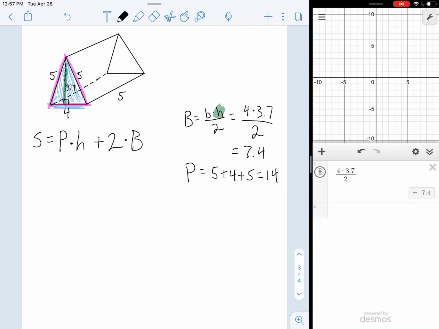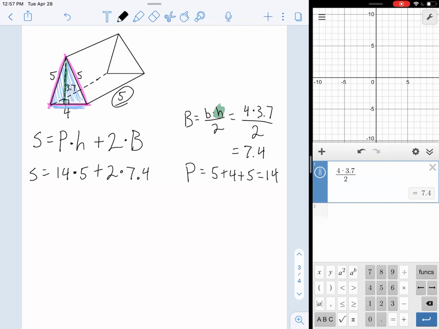Okay, so I'm going to take those values and I'm going to plug them into my formula. So S equals, my perimeter was 14, times the height of the prism. Okay, so now I got to go back up here. That's the 5 plus 2 times the area of the base, which we said was 7.4.